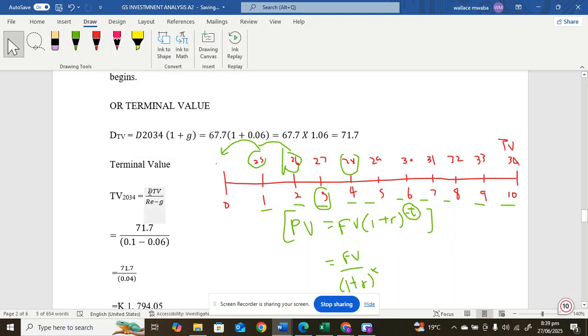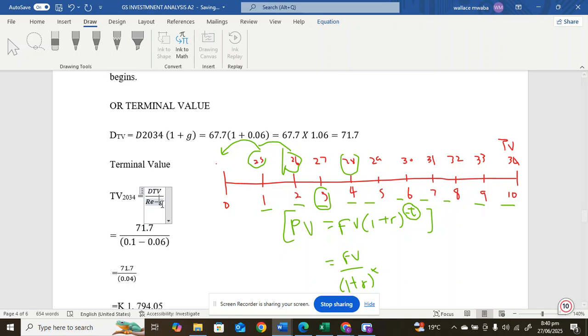Yes, for the terminal value, you just take the dividend for 2034 multiplied by 1 plus the growth rate, the constant growth rate. And that constant growth rate was 6%. So we calculated the dividend and then divided it by the required rate of return, which was given in the question, 10%, minus the growth rate.